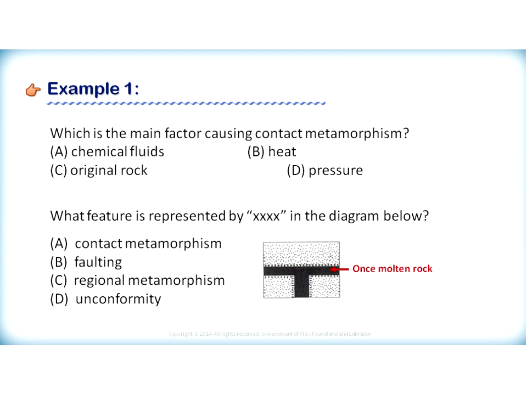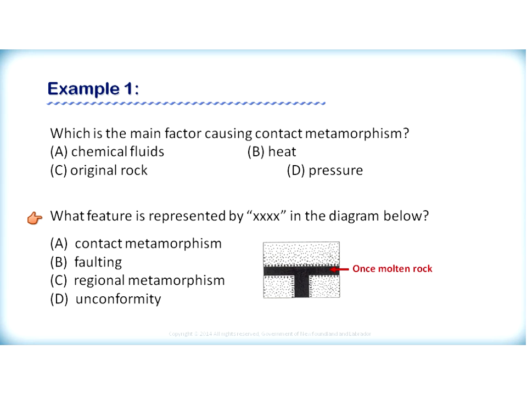Let's look at some examples from past public exams. First question reads, which is the main factor causing contact metamorphism? If we look at the agents of contact metamorphism, we see that chemical fluids would be present, pressure would be one of the main agents of metamorphism, and heat. But because we're dealing with contact metamorphism, heat would be the most important factor. So our answer to the first question would be B, heat.